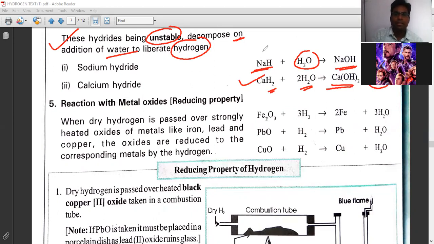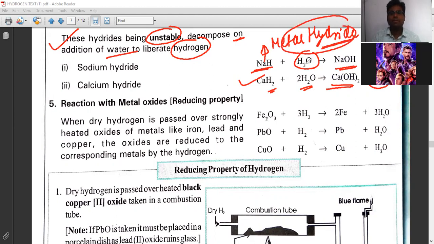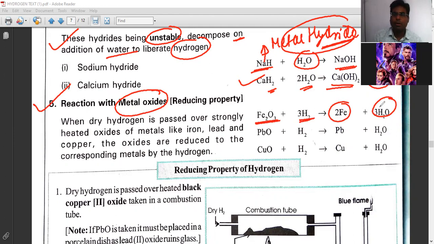So you can say that these metal hydrides are unstable. Their stability is very less, because they react with water molecules easily and form hydrogen gas. Now the next reaction is reaction with metal oxides. When iron oxide reacts with hydrogen, it produces iron and water molecules are liberated.